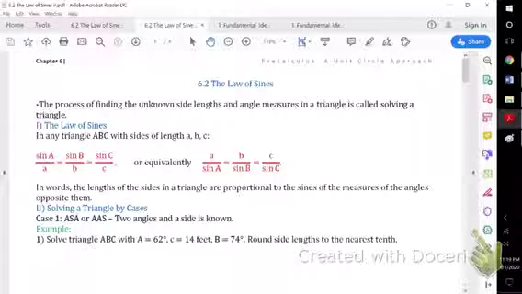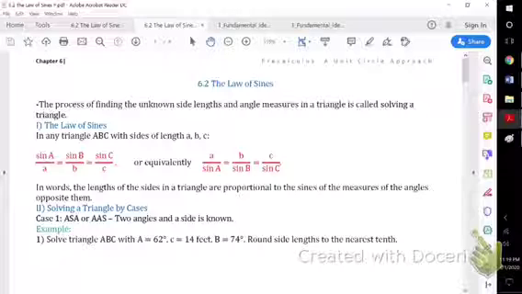And so you can see here at part 1, it says in any triangle ABC with sides of lengths A, B, and C, we can take sine of angle A over side A, and that's equal to sine of angle B over side B, or it's equal to sine of angle C over side C. And then it says, or equivalently, and so it shows it with the reciprocals. So what it's saying there is it doesn't really matter if you put the angles on top and the sides on bottom, or vice versa, it's still going to be equal.